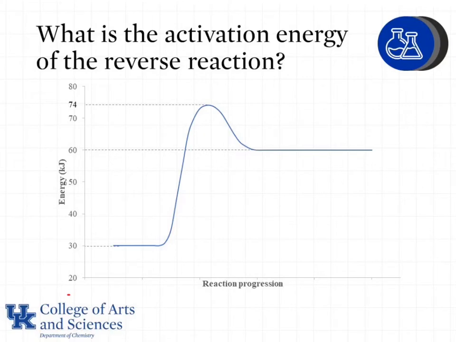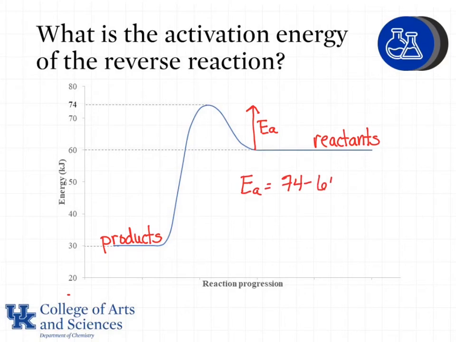What is the activation energy of the reverse reaction? As before, we have to look at the location of the reactants and the location of the products. And we see that the activation energy is from the energy of the reactants to the peak of the curve. So our activation energy is equal to 74 minus 60 kilojoules. So we get 14 kilojoules for the activation energy of the reverse reaction. Note that this is different than the activation energy of the forward reaction.